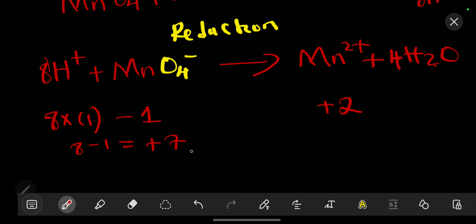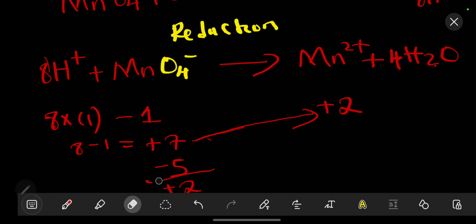So this one is positive 7, then here it is positive 2. So how do I get from 7 to 2? It is by adding electrons. If you add your 5 electrons, since electrons are negatively charged, you are going to get to positive 2, which is also here. So all you have to do is add 5 electrons so that the charges are equal.